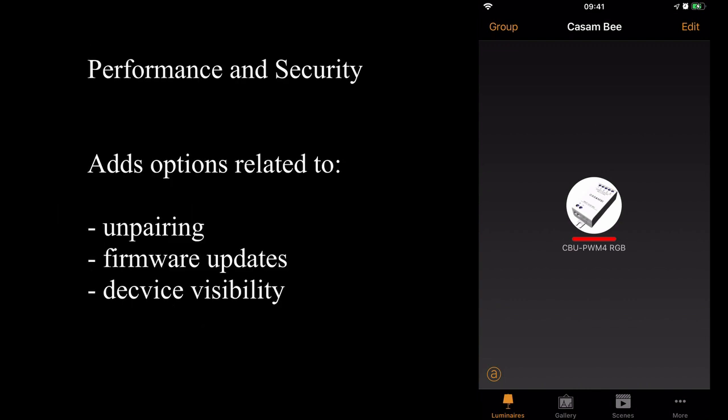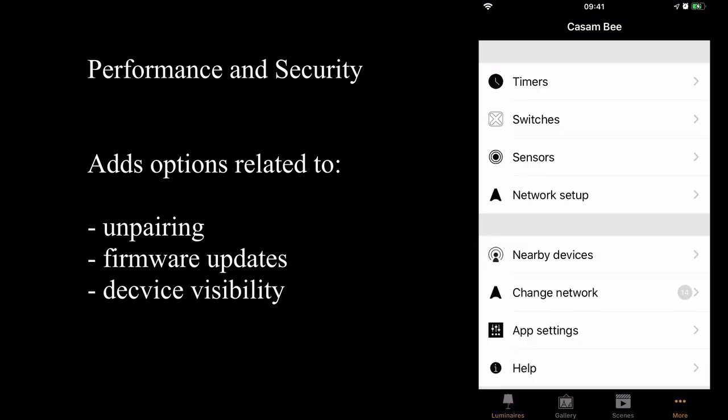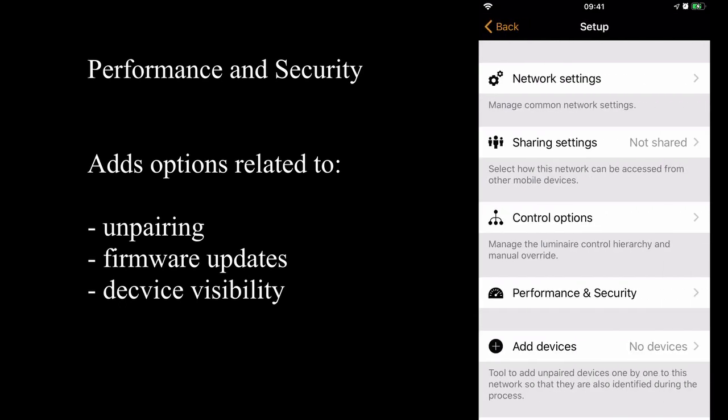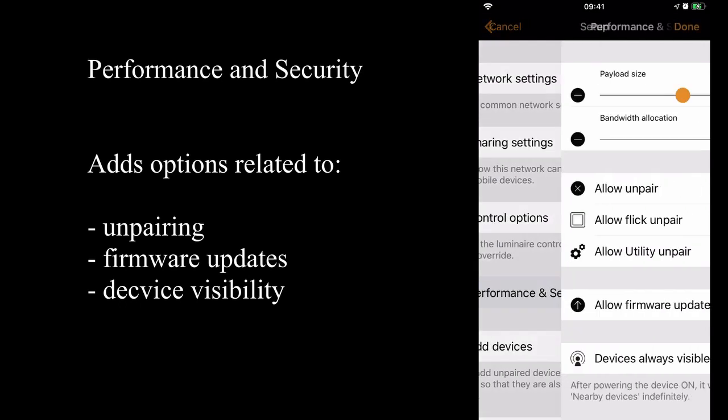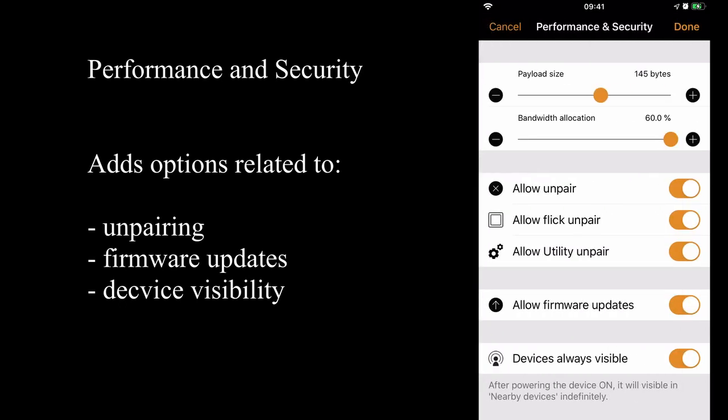There's also a performance and security tab available for Evolution networks, which we'll now take a look at if we go to More, Network Setup, and Performance and Security. So the parts at the top, payload size and bandwidth allocation, I would recommend you leave those as they are unless somebody from Casambi support tells you to change it.